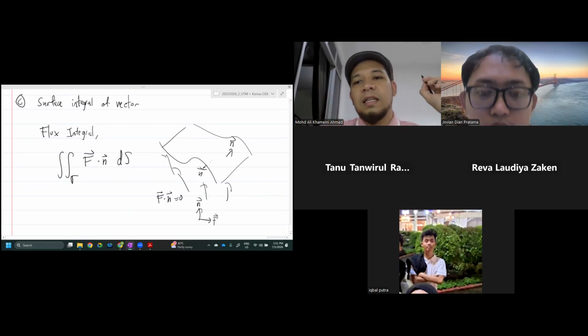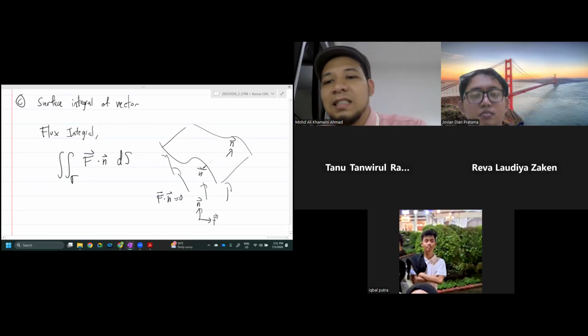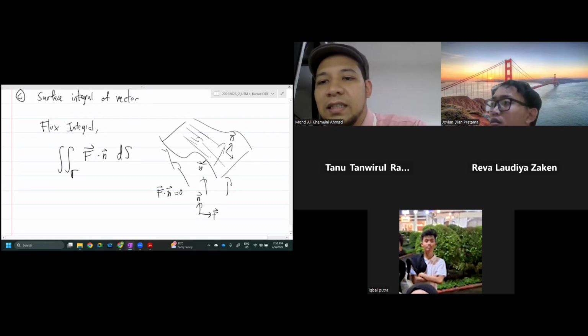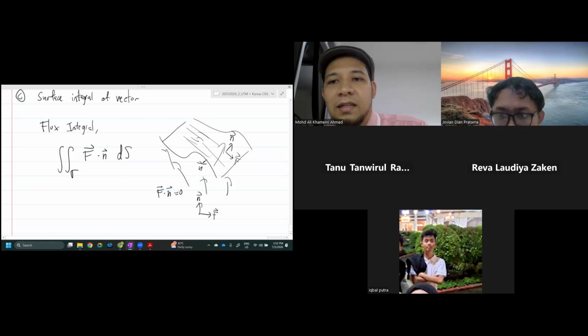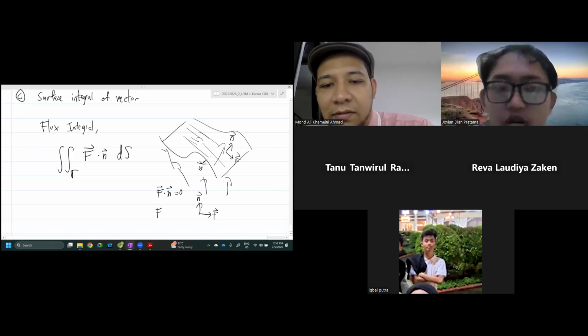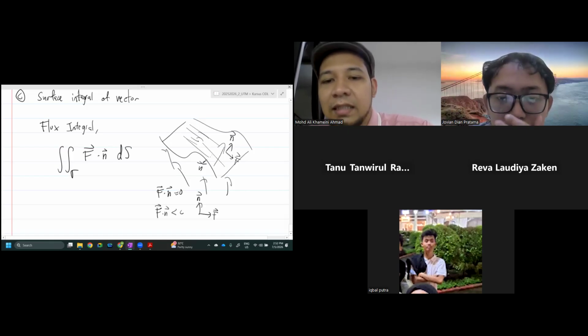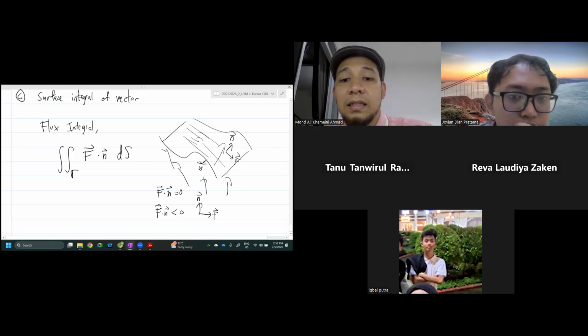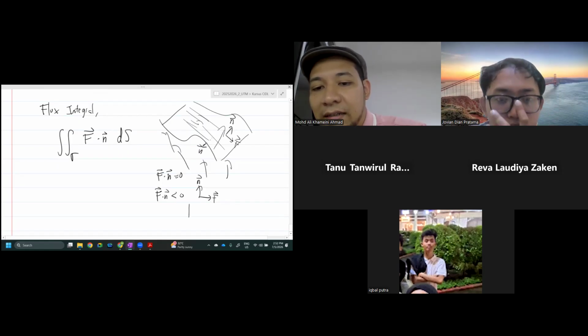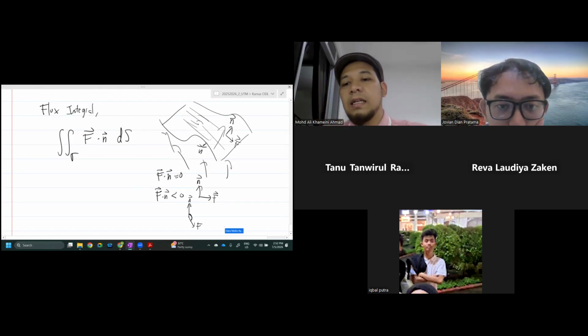Okay. So meaning that F just follows the surface, not going through it, more or less. So this is a 90 degree angle with F. For example, if F dot N is less than zero, meaning the angle should be greater than 90 degrees, right? This N dot F, so you have more angle here.